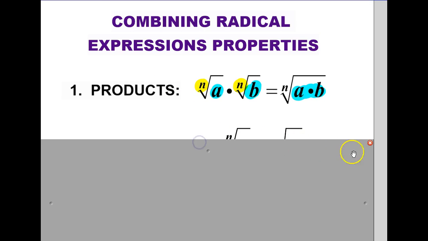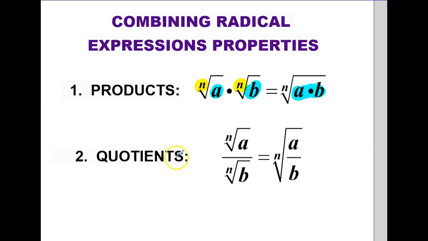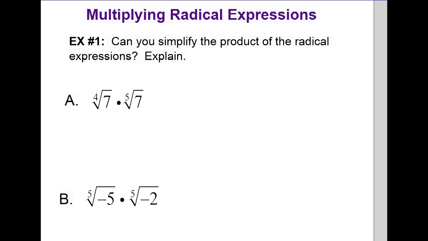The second property, what's the opposite of multiplication? Division. So the quotient property says that as long as my index is the same, I'm allowed to rewrite the division of a radical. I'm allowed to put it all underneath the radical sign, and we'll learn how to take care of that. Okay, so these are two properties that allow us to move things around and put them together. Let's see how it really works.